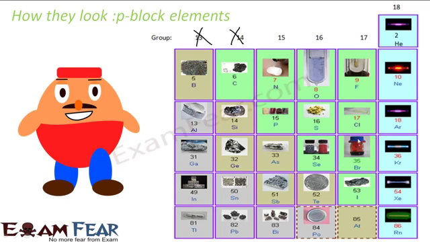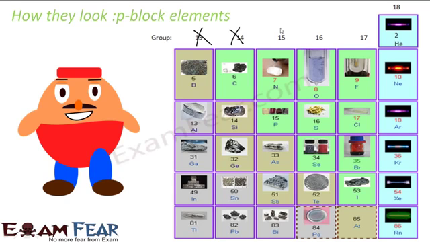We see bromine. It looks like a red liquid. We see all these noble gas elements. They're all gases with different colors. You see iodine is black in color. Chlorine is also a whitish, almost transparent gas. So we'll discuss all these elements now.